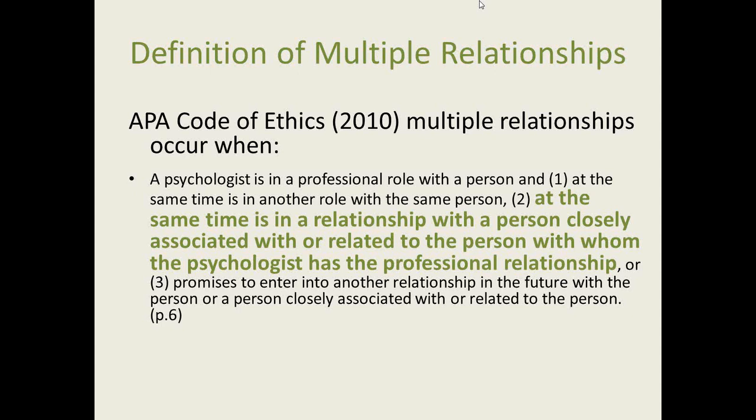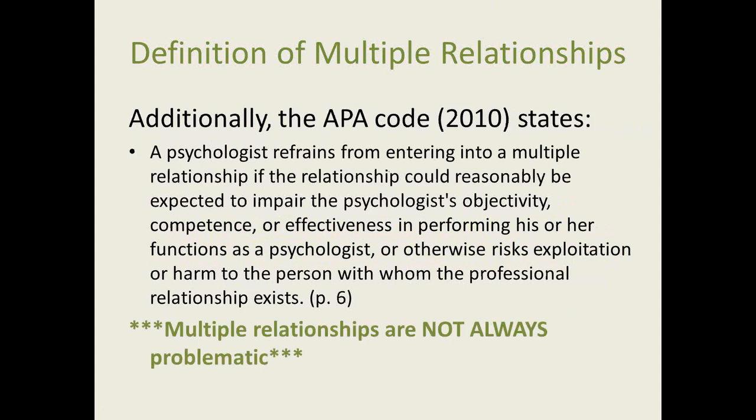A multiple relationship occurs when a psychologist is in a professional role with a person and at the same time is in a relationship with a person closely associated or related to the person with whom the psychologist has a professional relationship. So basically the psychologist has a relationship with one person and then with another person. And that's what we're going to talk about today in terms of ethics.